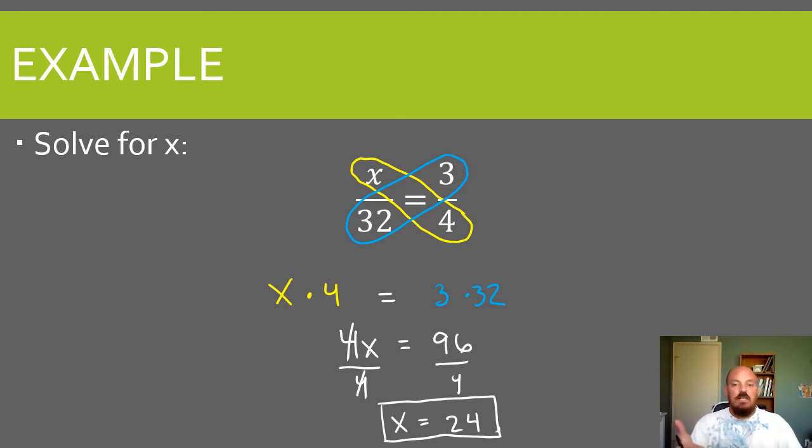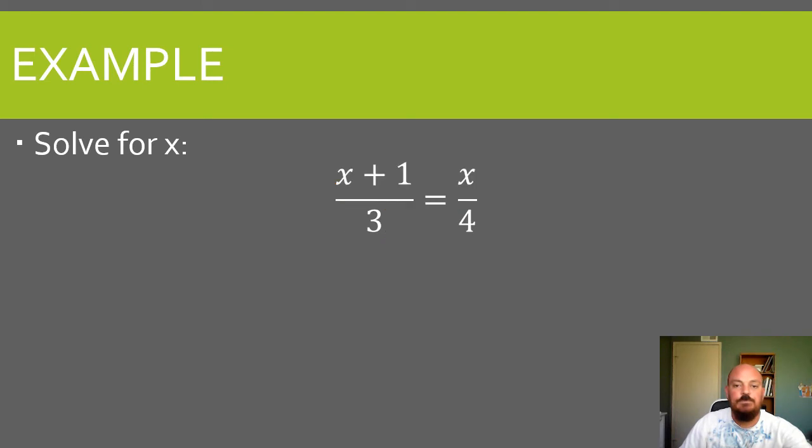Now you can see I color-coded the beginning to make it easy to stand out. The yellow, x times 4. The blue, 3 times 32. That's the cross-multiplying part. You do this diagonal, and then you make a new equation by multiplying. Let's do one more.